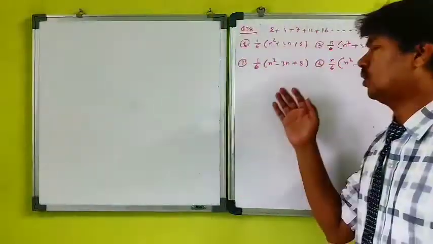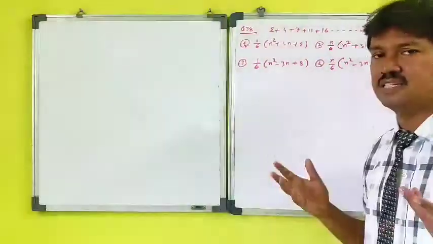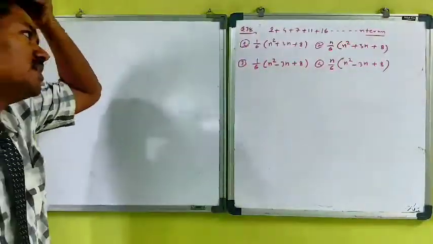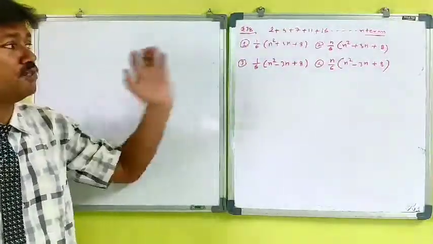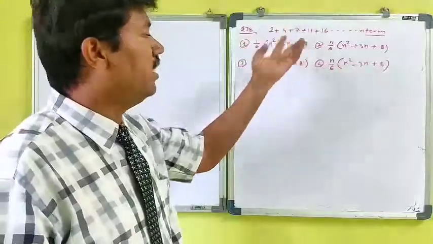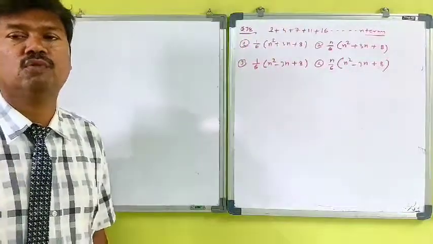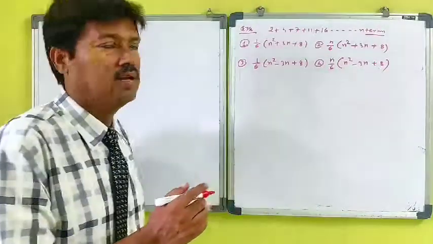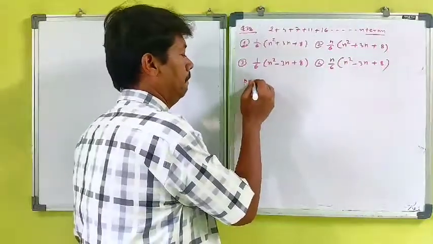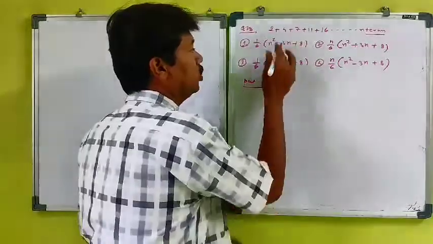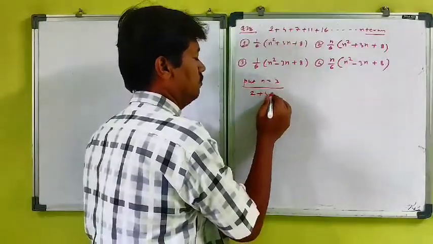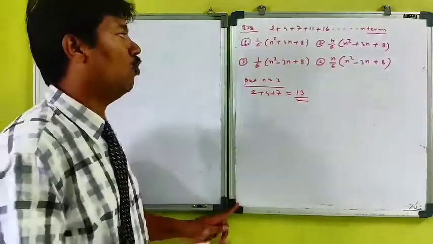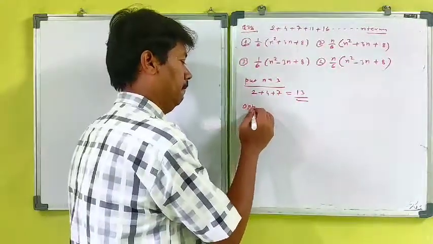Yes, the next, quite a similar question, question number 38, same as 37. That is 2 plus 4 plus 7 plus 11 plus 16 up to n terms, and options are available. We cannot say it is an AP or GP, so again we go with our method, that is put n equal to 3. So addition of the first 3 terms, 2 plus 4 plus 7, that is equal to 13. And now the options.